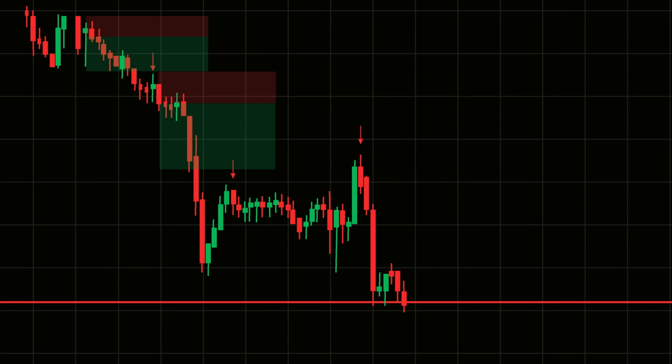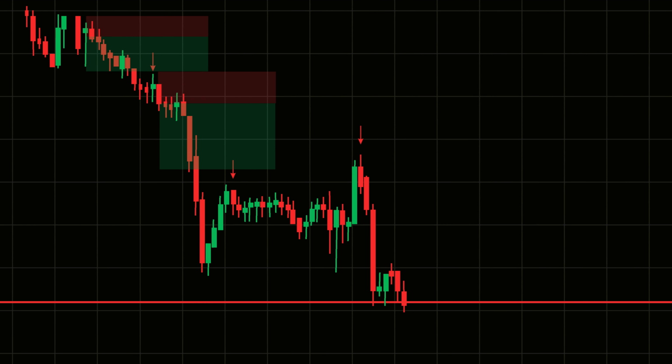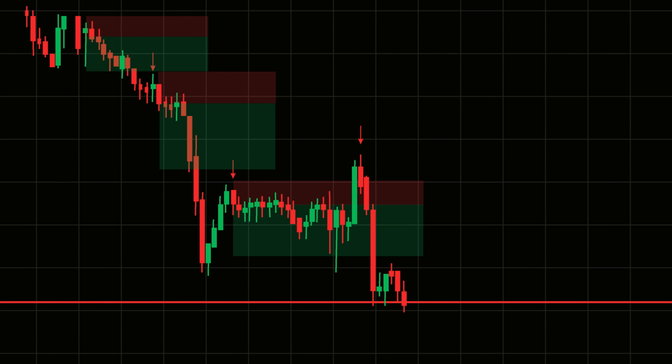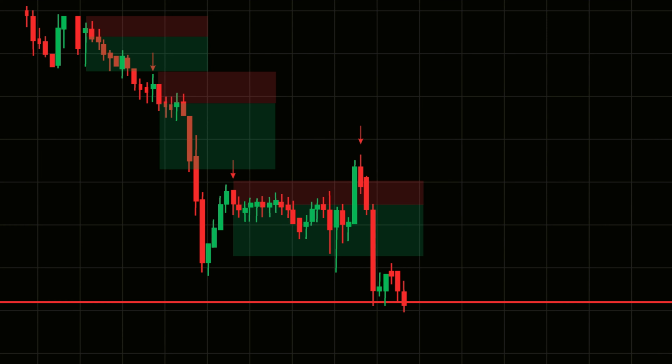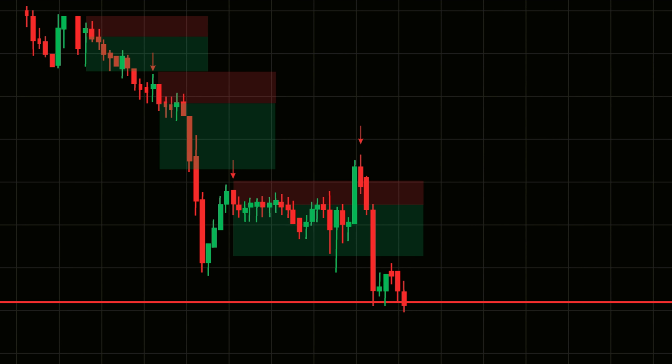Step 3. Look for entry confirmation. At this point, we want the price to remain below the 50 EMA and print a valid engulfing candlestick pattern to confirm the end of the pullback. Checkmark. Here's our first entry signal.